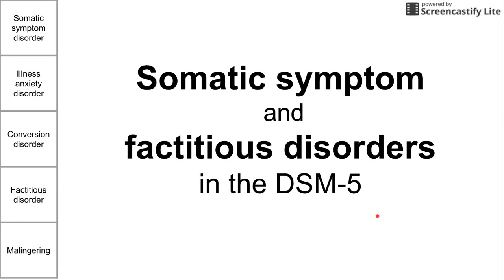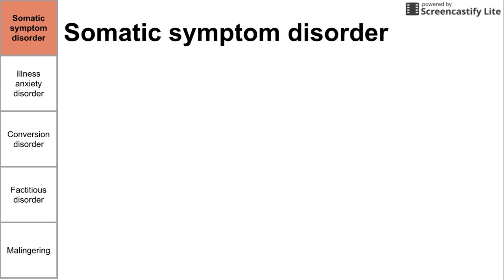This is a brief video on somatic symptom disorders and factitious disorders as they're listed in the DSM-5. We're going to be talking about somatic symptom disorder, illness anxiety disorder, conversion disorder, factitious disorder, and malingering as listed on the left side. Let's get started with somatic symptom disorder.